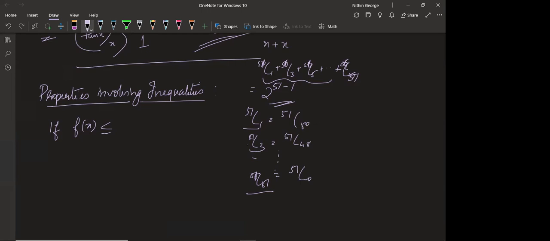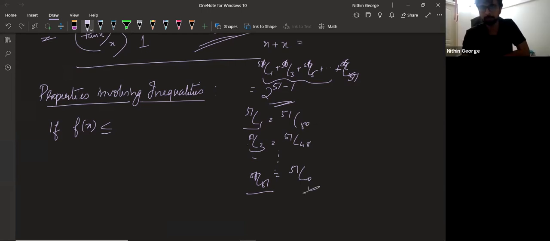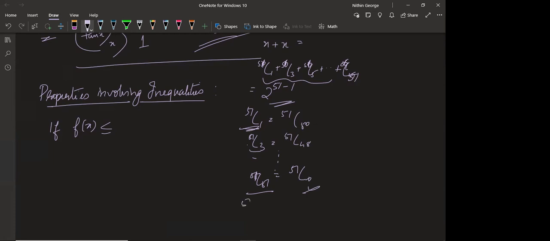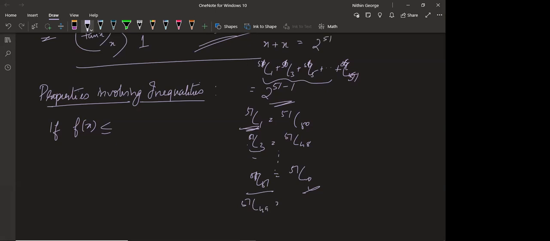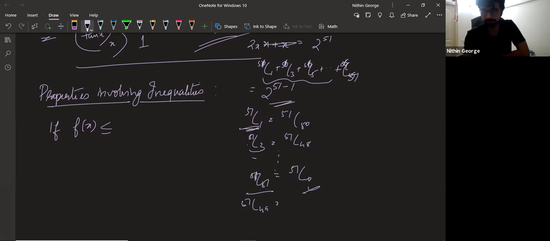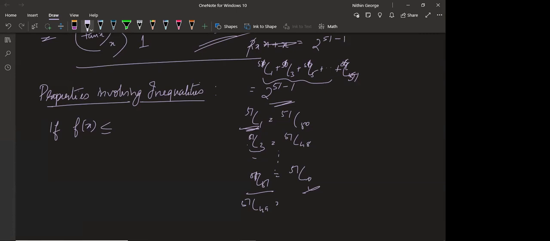When you add all of them up, what is the series you're getting? 51C0 plus 51C1 plus 51C2 plus 51C3. Like this, it goes on, right? So 51C49. The sum will come up to 2 power 51. So this is 2x equal to 2 power 51. We need to find x. x is 2 power 50. Okay, sir, got it.